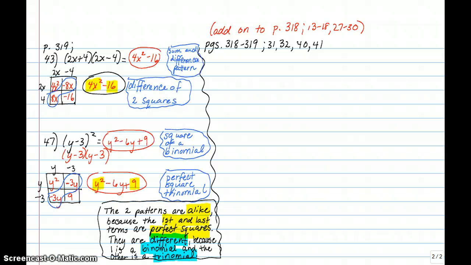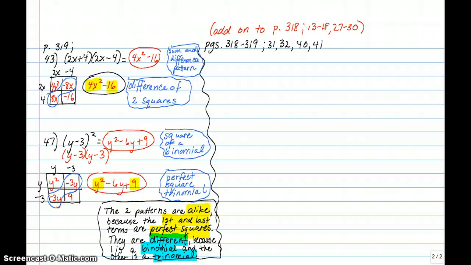Okay, on page 319, number 43, 2x plus 4 times 2x minus 4, you're seeing that the variables and the digits are all the same. The only difference is that one is addition and one is subtraction, so this is the sum and difference pattern. The words come right from what you're seeing. We still are using the table method.